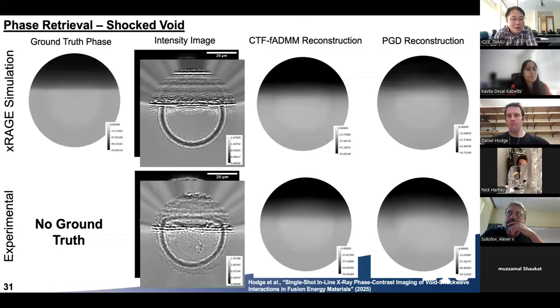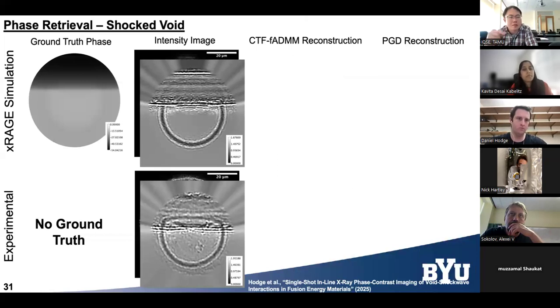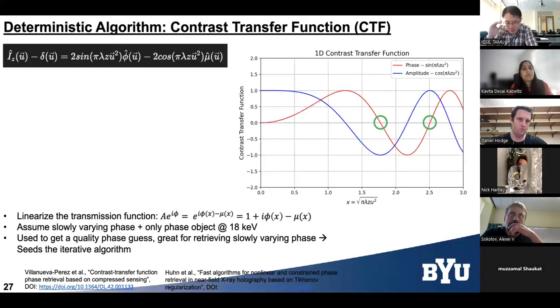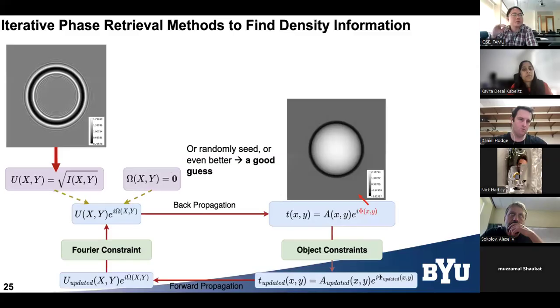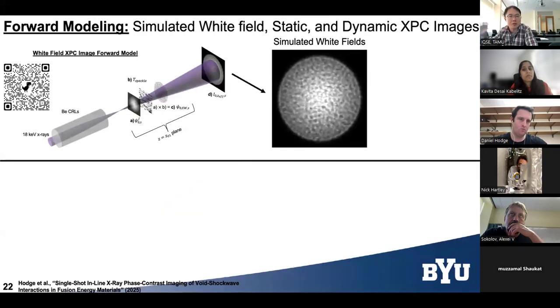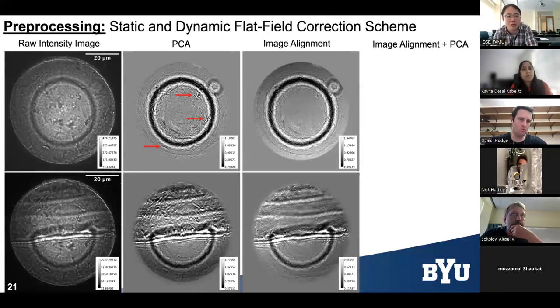Yep. Okay. My question is about when you mentioned changing the energy of the X-ray and that minimizing the dark fringe. Is that because of the wavelength difference and the coherent superposition of the light that makes some of the regions dark?